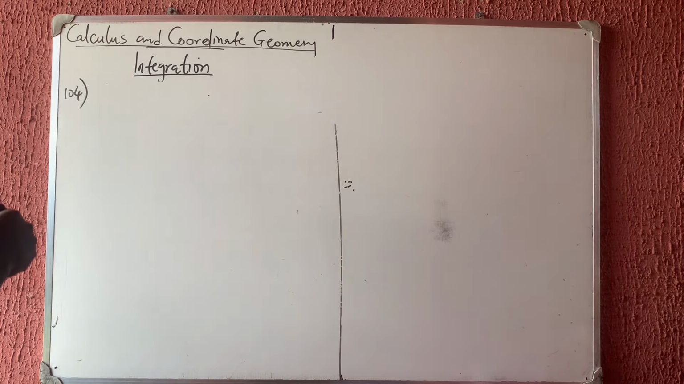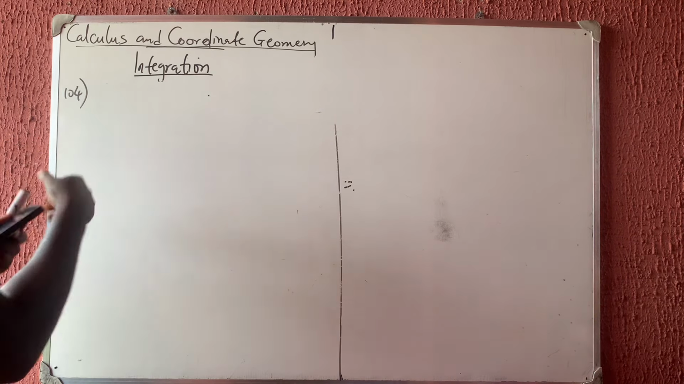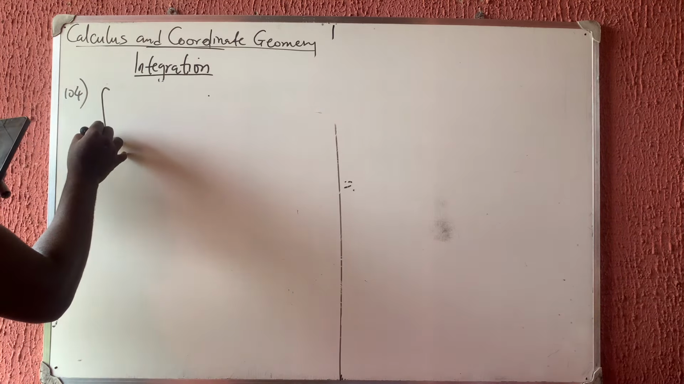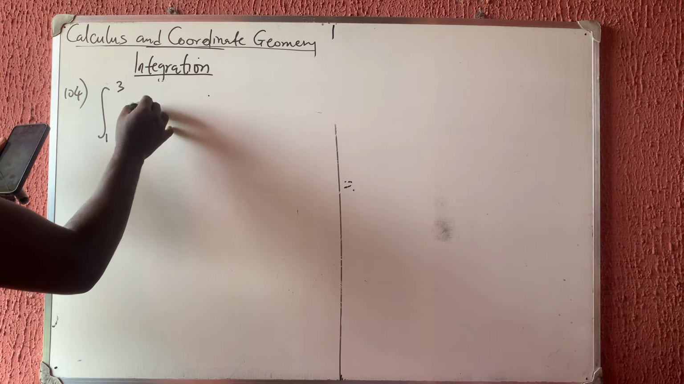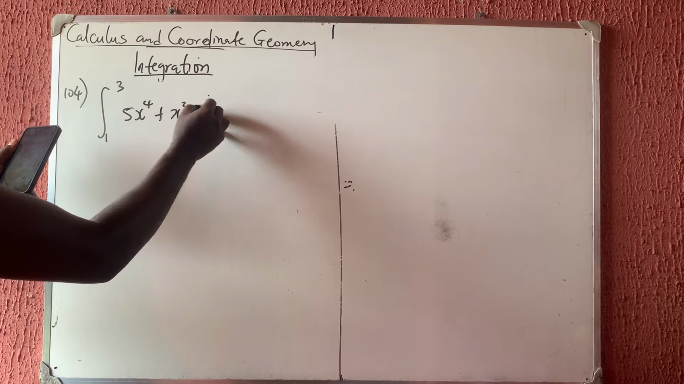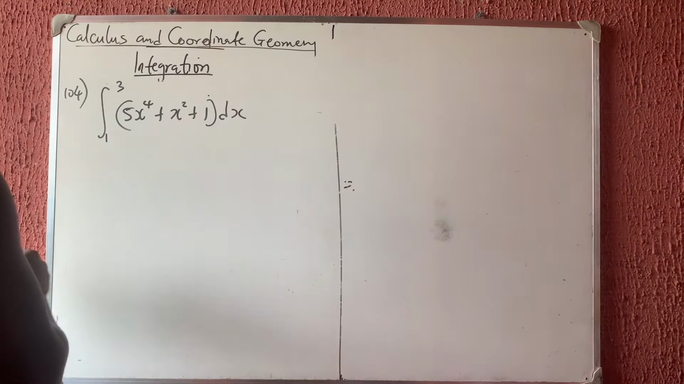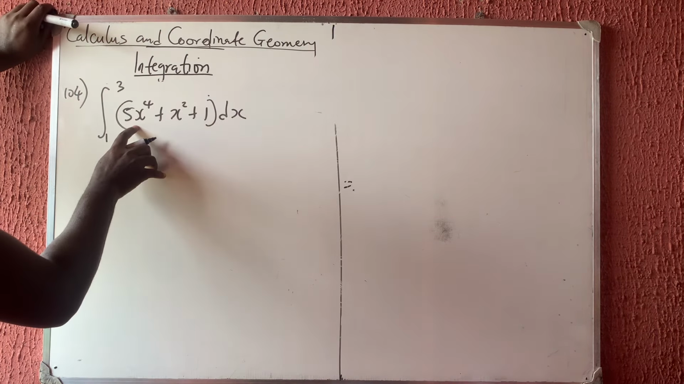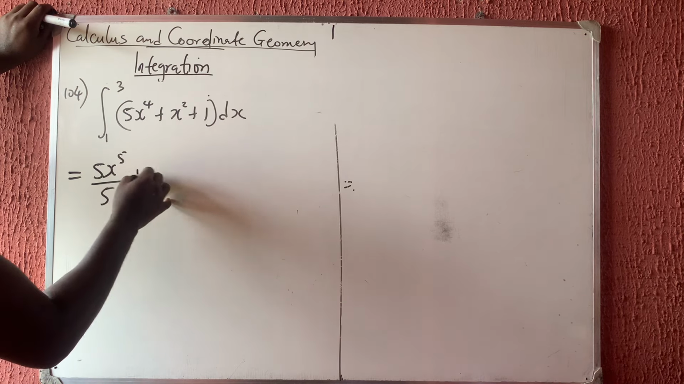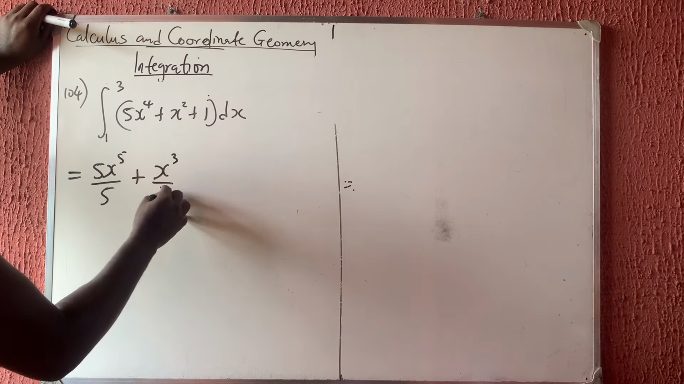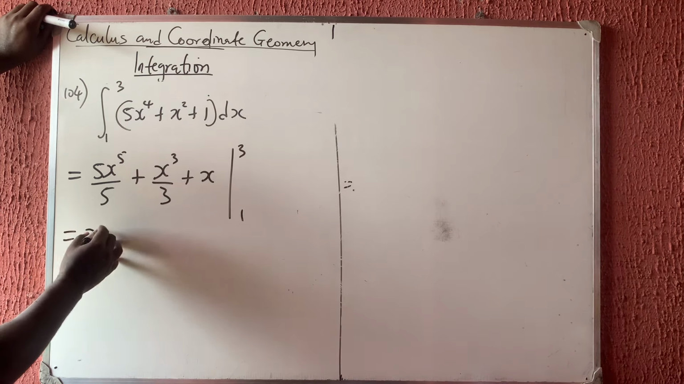Question 104 said, definite integral, the integral from 1 to 3 of 5x^4 plus x^2 plus 1 dx. This is simple. Normal integration: add 1 to the power and divide by the new power. So this is 5x^5 over 5 plus x^3 over 3 plus x, and I'm moving from 1 to 3. The 5 cancels, giving x^5 plus x^3 over 3 plus x.